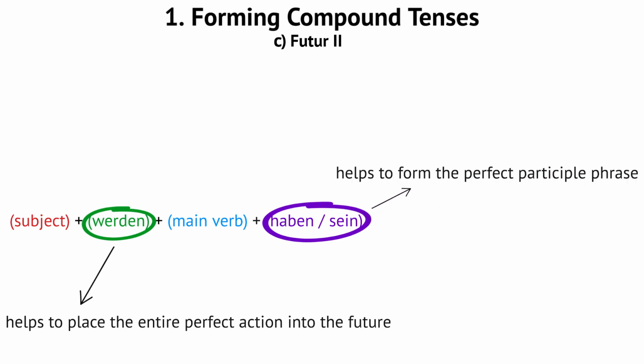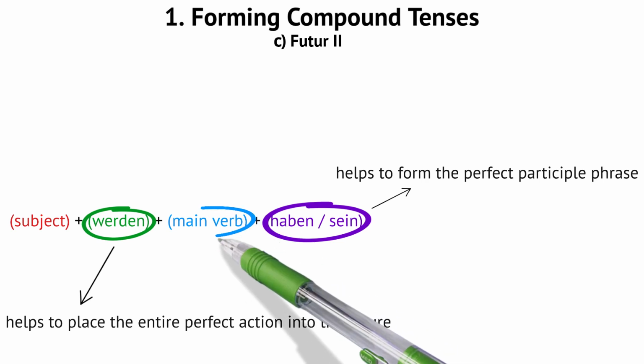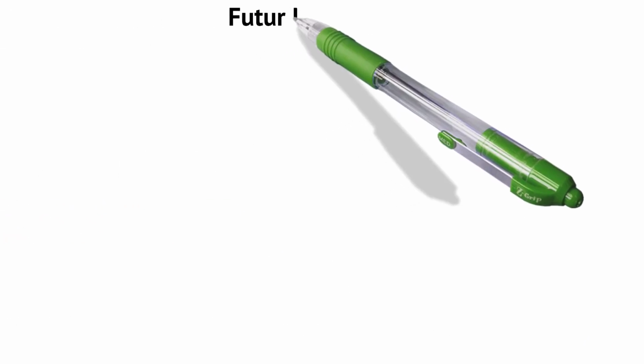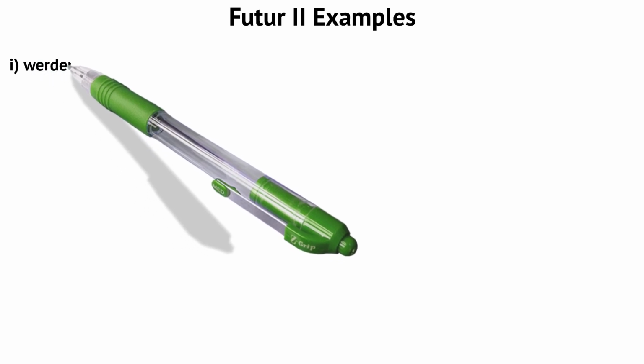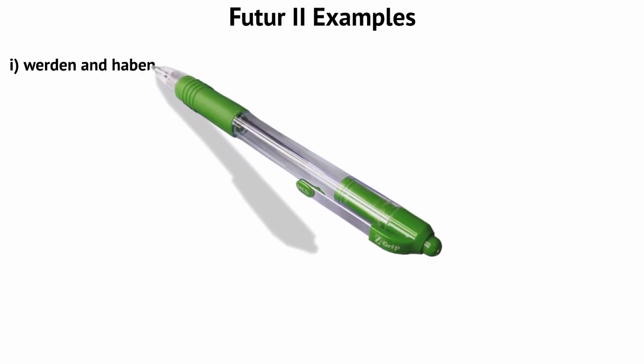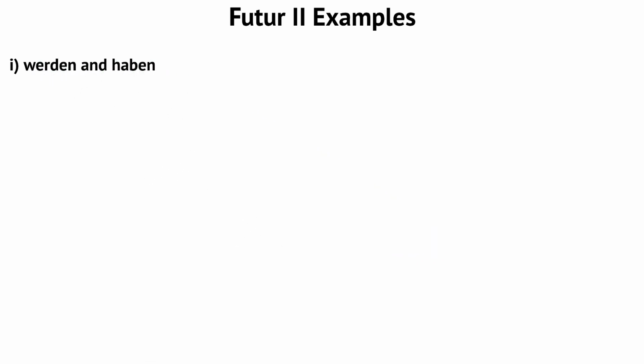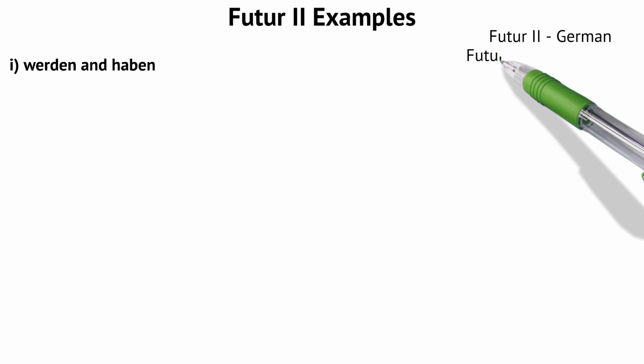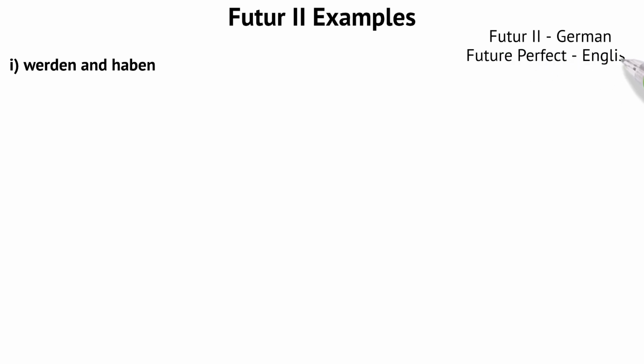The use of either haben or sein depends on whether the main verb involves a change in location or not, just like in the perfect tense. We now look at a practical example sentence where the auxiliary verbs werden and haben are used to form the future perfect tense. Bear in mind that in German it is called Futur II, and in English it is called future perfect. So I am using the terms interchangeably.